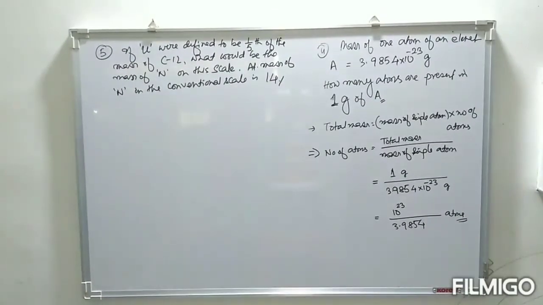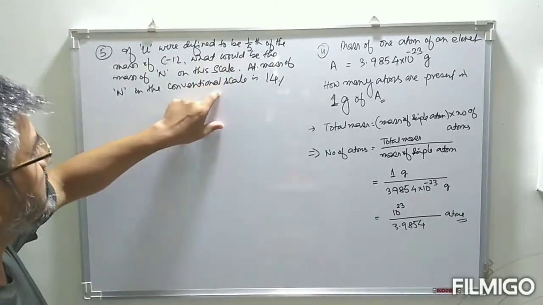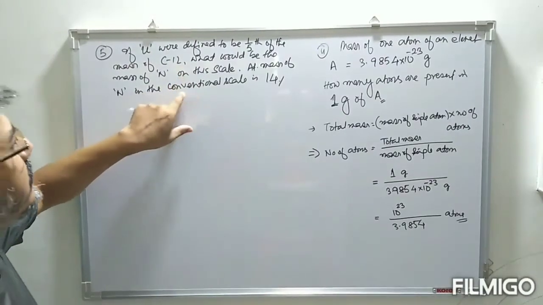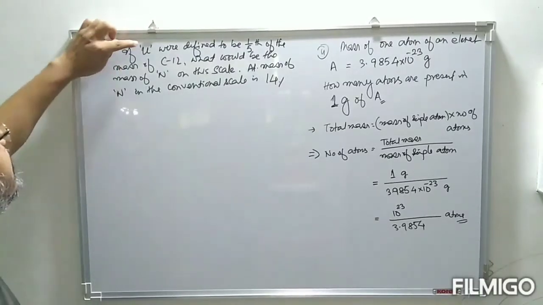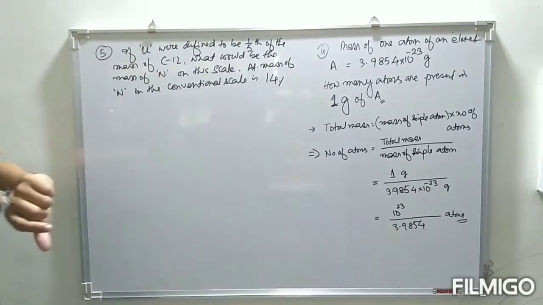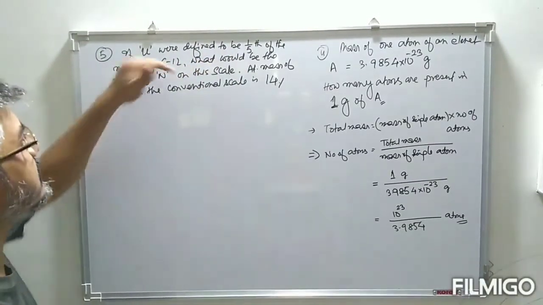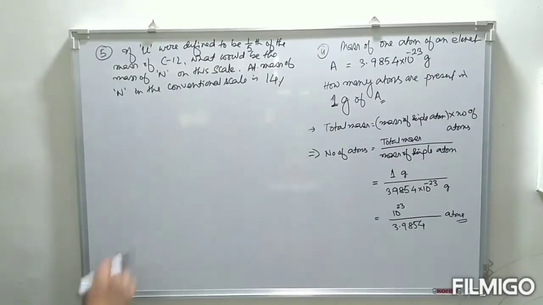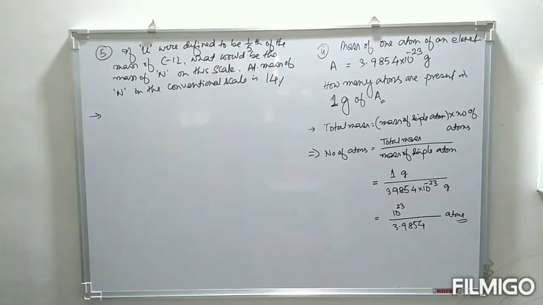So the question says, in the conventional scale, that is 1/12 times mass of carbon 12, mass of nitrogen is 14. But if this scale is to be changed to 1/5 of the mass of carbon 12, then in this new scale, what will be the atomic mass of nitrogen? So now look at this, we have to change the scale.